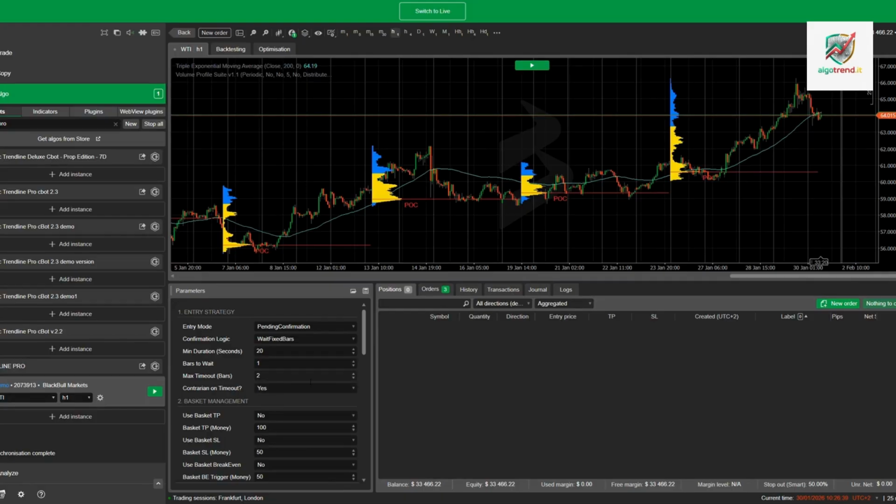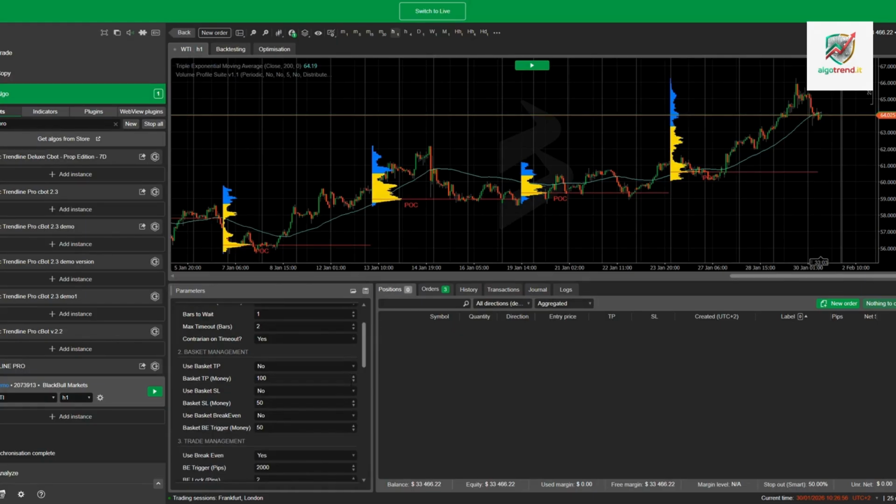Number 2, Basket Management. Manages all open trades as one combined position. Use Basket TP/SL: closes all positions when total floating profit or loss reaches a money target. Basket Break-Even: once basket profit reaches a trigger level, all trades move to break even.